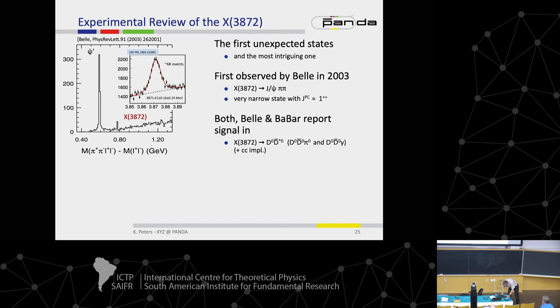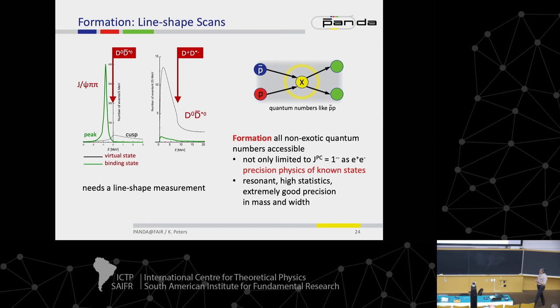Okay. So the main question is how we actually can do an analysis with such a procedure. And one exercise is this X3872. It is narrow, but first of all, why is it narrow? And what can the property of the X3872 tell us about the nature of it?